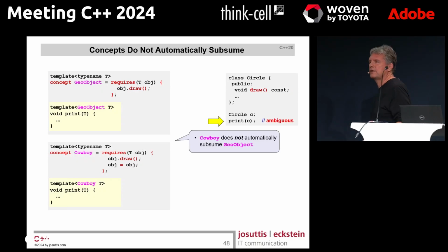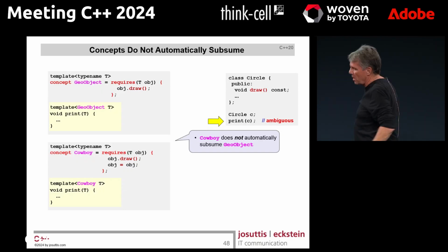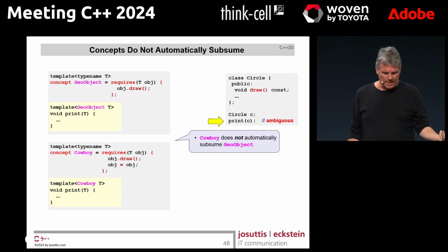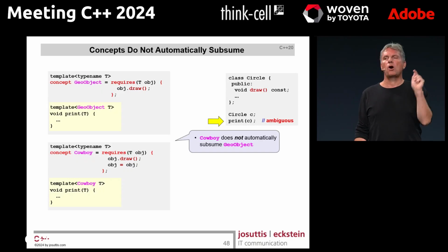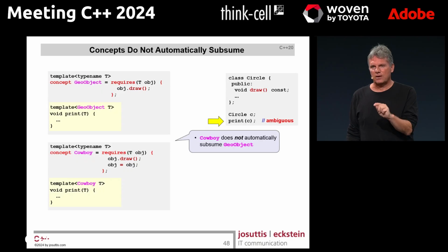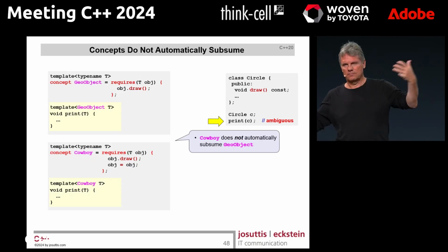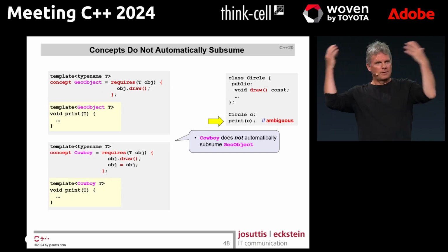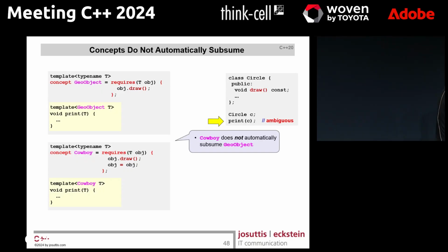This does not automatically subsume. And that means that the call on the top right, the print call for a circle, because a circle also matches the concepts of cowboys, is ambiguous. By the way, here you see another reason why concepts should be coarse-grained, not check only for one member function. Draw is supported by geometric objects and cowboys, but I don't know, midpoint, probably not, or surface, whatsoever. Well, maybe it is, but that's a different thing.